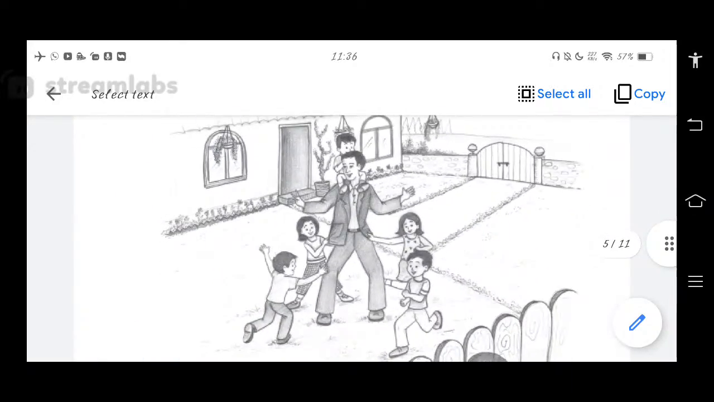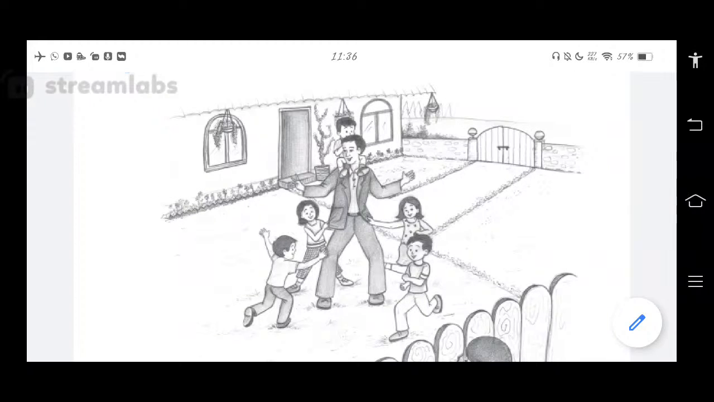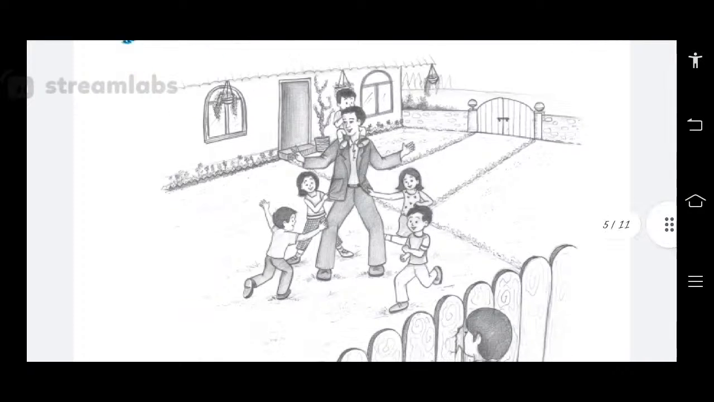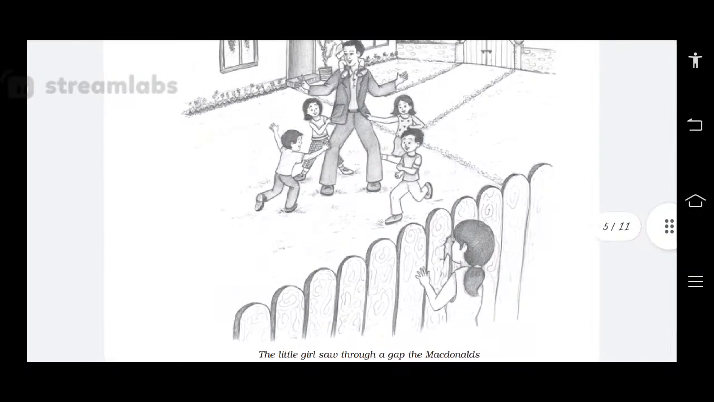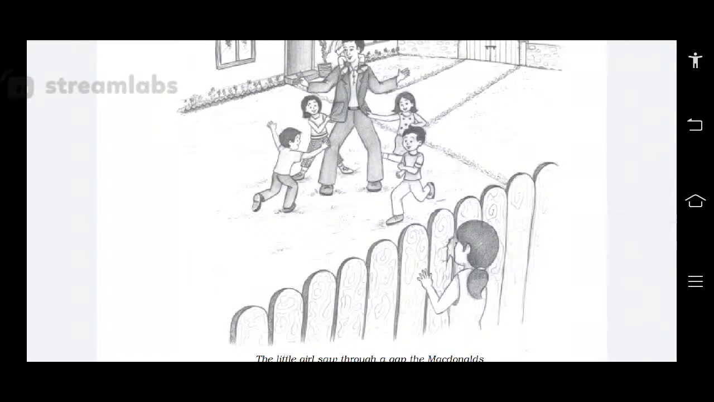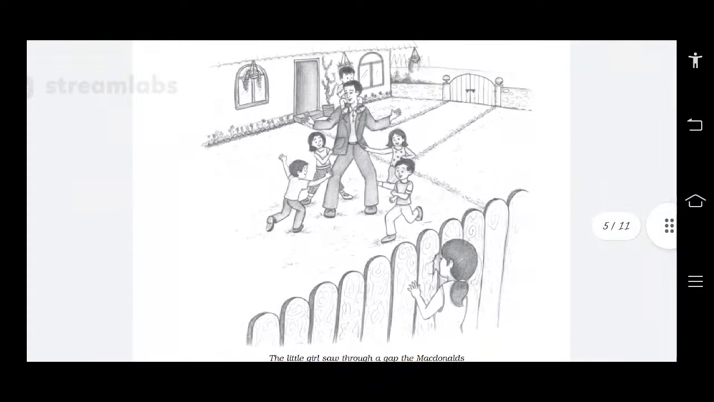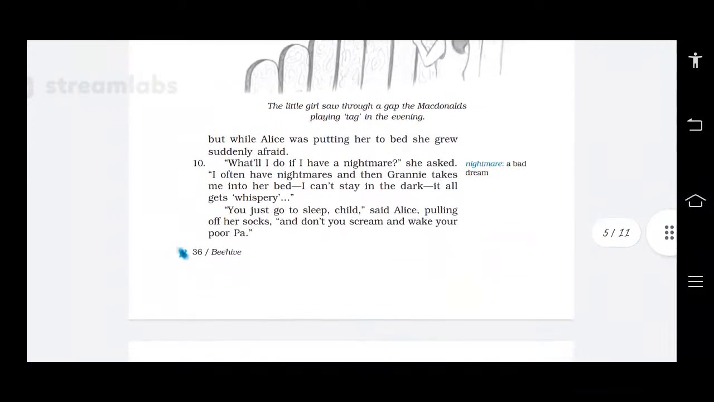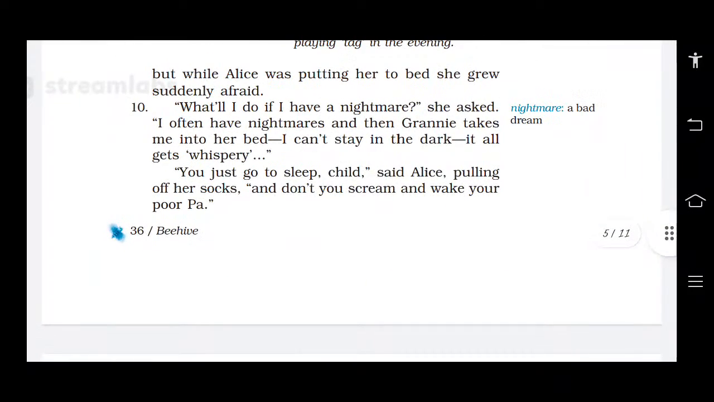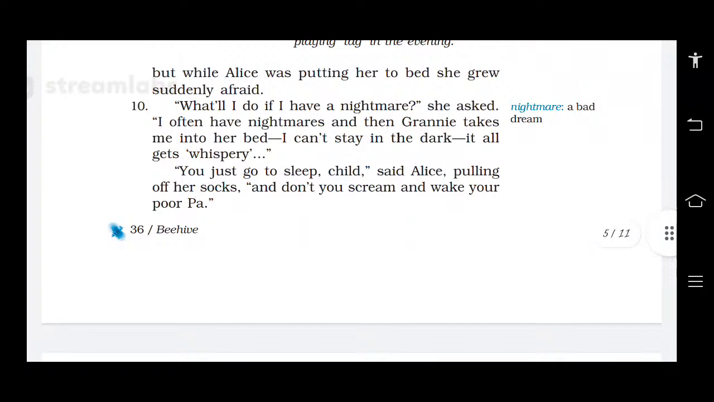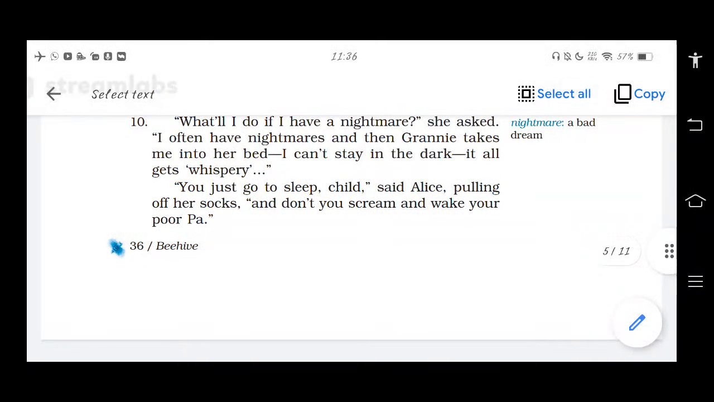Right, you can see the picture. This picture is being displayed. What did we read about the McDonald? See, this girl was looking at the McDonald and along with their children, in what way they were playing with this small gap in the fences. So all these things we have discussed. But while Alice was putting her to bed, this is a very important part.